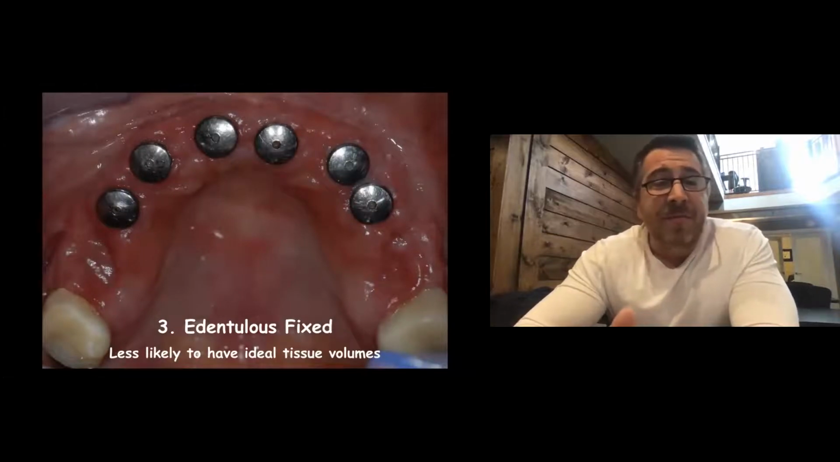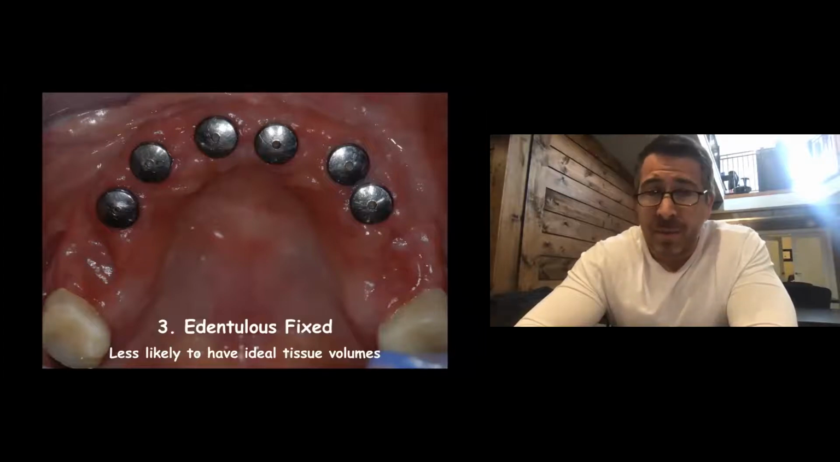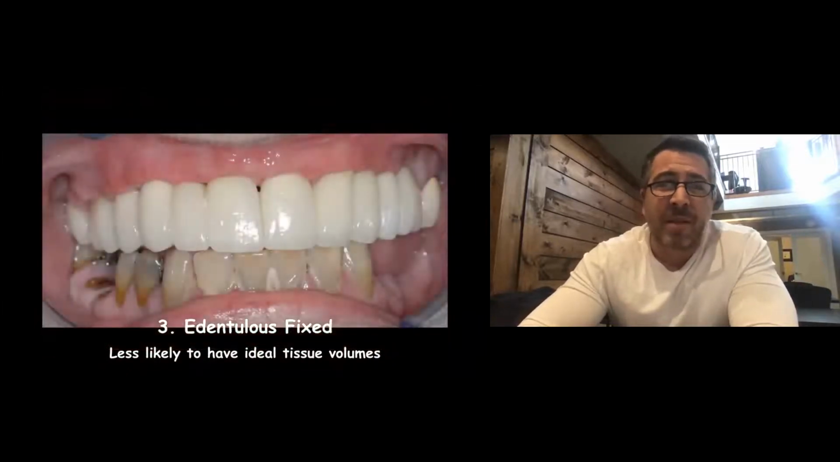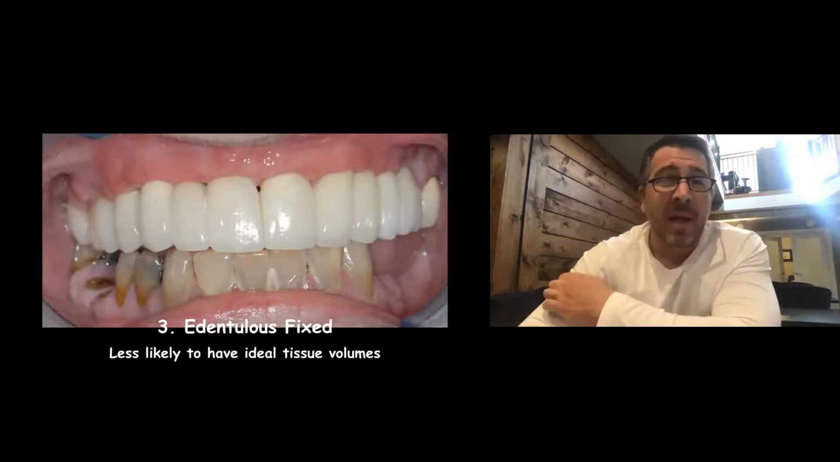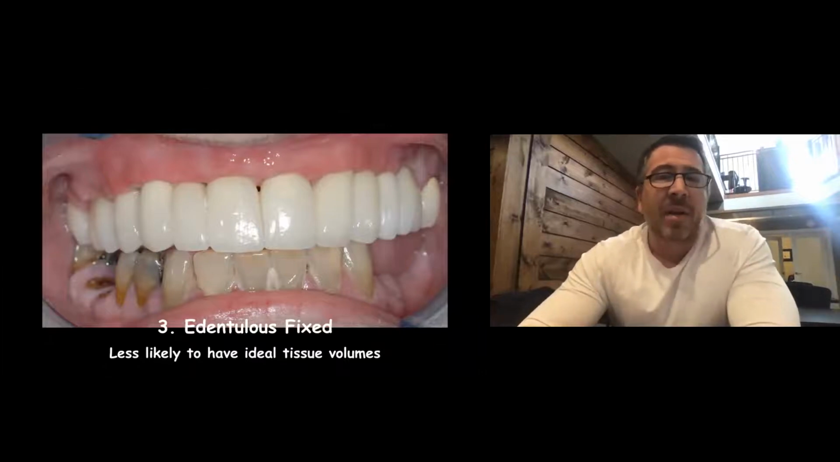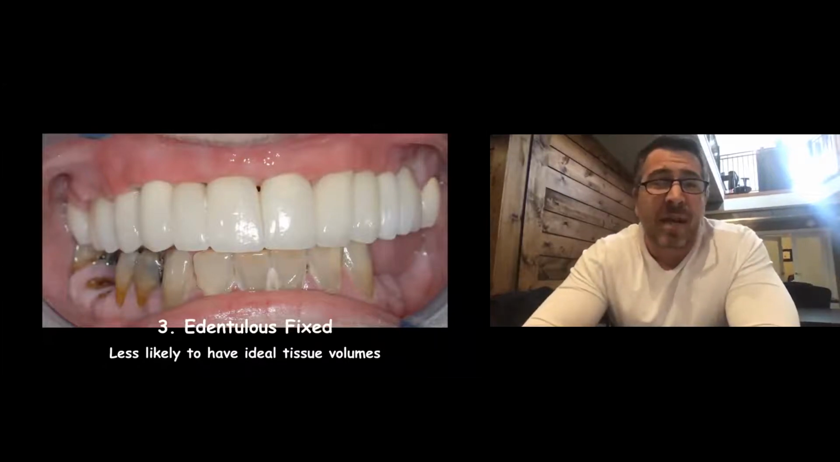If we're talking about a fixed case that's a full arch, the bigger the case gets and the more teeth that are missing, the more likely that we're going to have some tissue loss, whether it's bone or soft tissue or both. So in my experience and in my years of practice, the majority of my fixed arch cases tend to look more like this. The teeth look longer, the contact points are longer. We don't have as nice papillae as we do around implants next to adjacent teeth. So we have a compromised aesthetic result because there has been tissue loss.